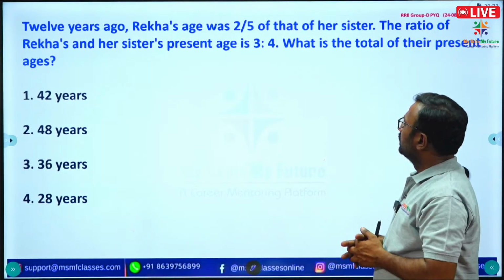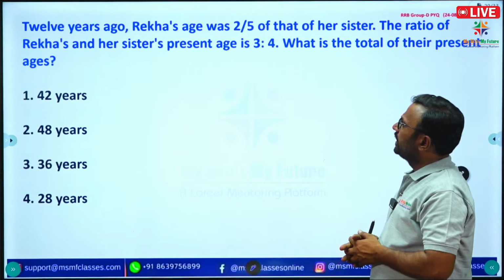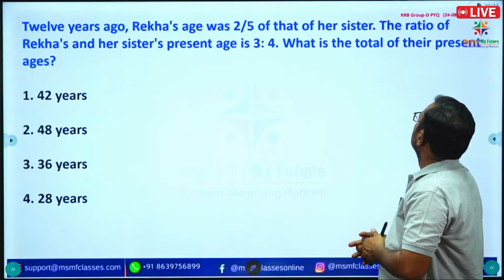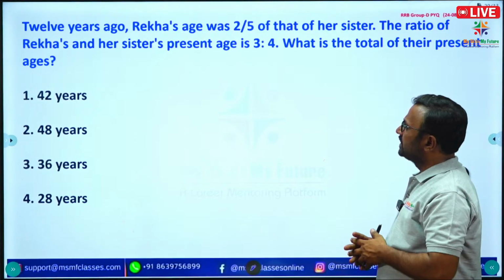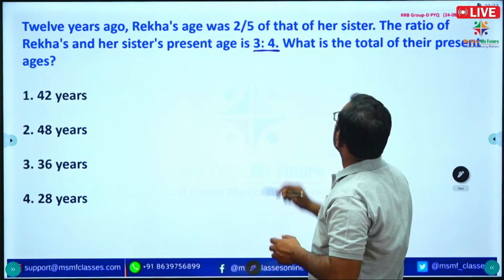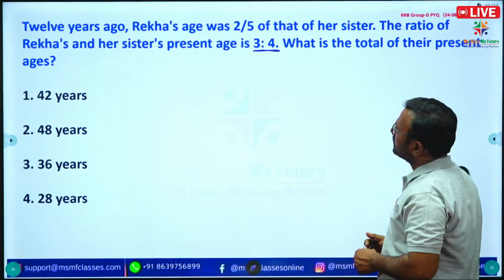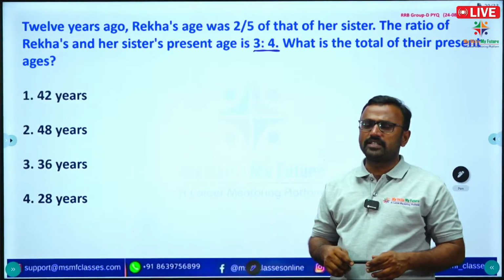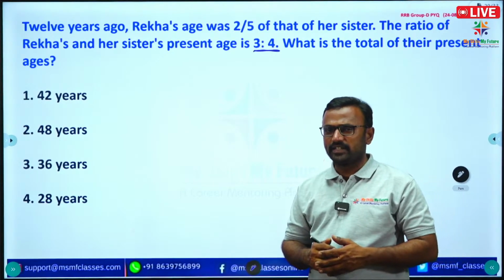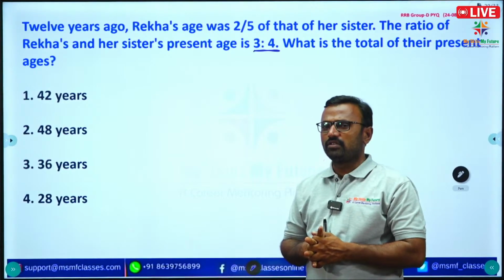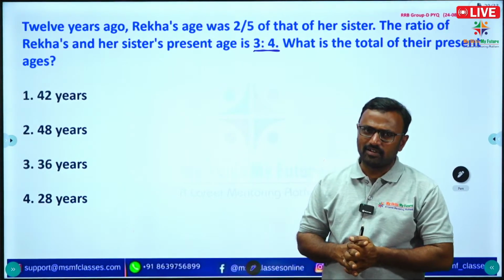Right. 12 years ago, Rekha's age was 2 by 5 of that of her sister. The ratio of Rekha's and her sister's present age is 3:4. So what is the total of their present ages? Just now we discussed one problem on ages, the man and his wife's ages in ratios. Same type of question. Solve the question and comment your answer in the comment section.